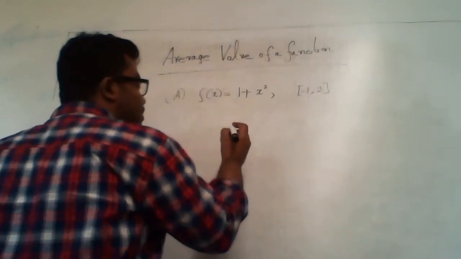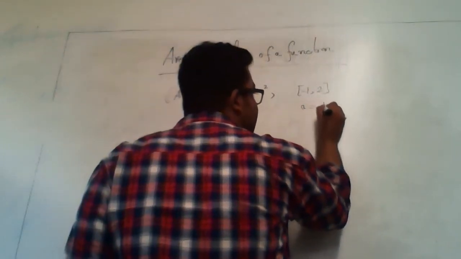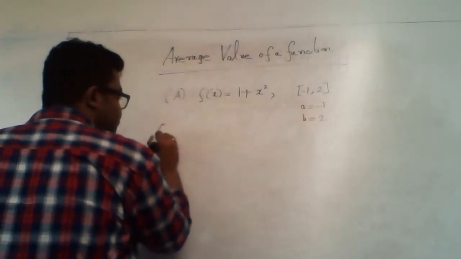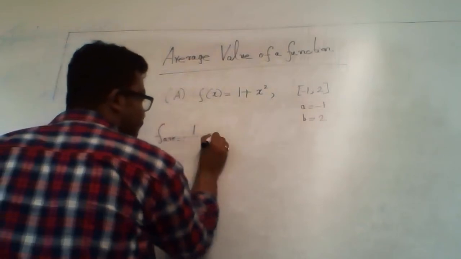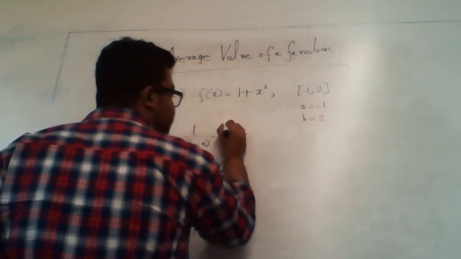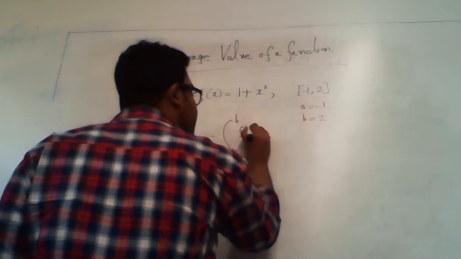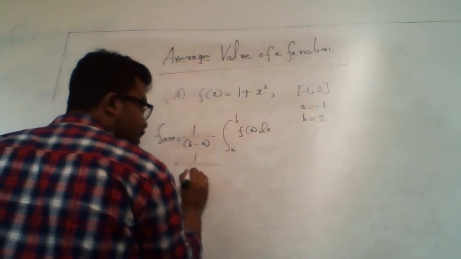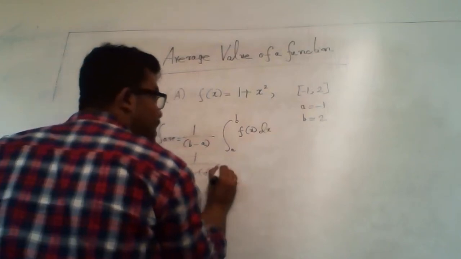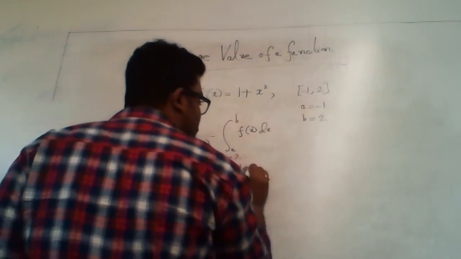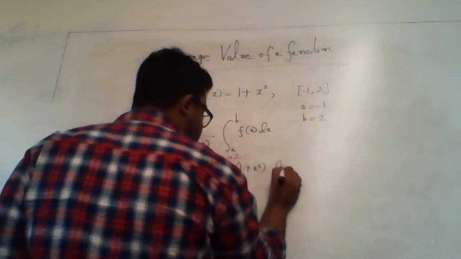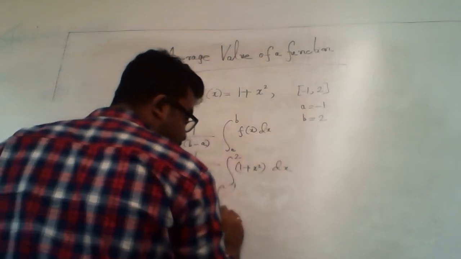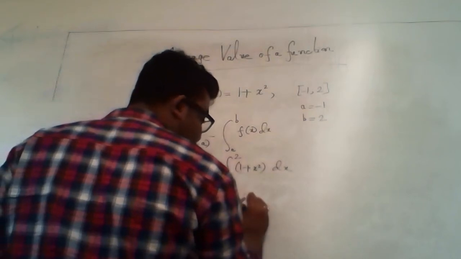So here your a is minus 1 and your b is 2, right? So the formula for average value is f_avg equals 1 by b minus a integral from a to b f(x) dx. So b is 2, a is minus 1, so it should be 1 by 2 minus minus 1, integral from minus 1 to 2 of 1 plus x squared dx. So 1 by 2 plus 1, integral minus 1 to 2 of 1 plus x squared dx.